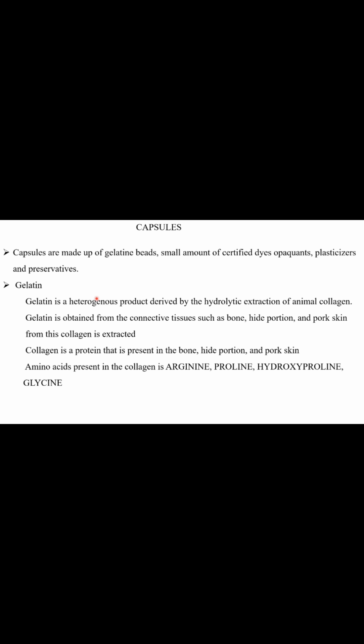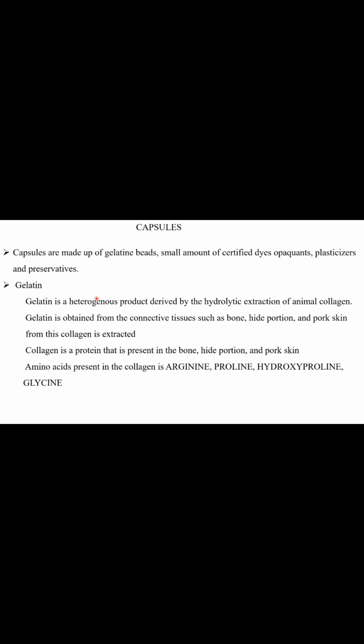Gelatin is made from collagen, which is a protein found in animal tissue. It is obtained by breaking down collagen through a process called hydrolysis. The sources of collagen include animal bones, hides (hides means skin), and pork skin. And then, let us know about collagen.